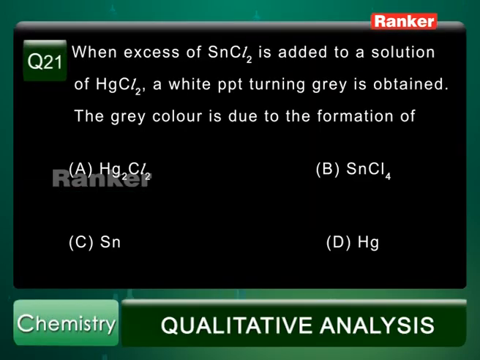Question number 21. When excess of SnCl2 is added to a solution of mercury chloride, a white precipitate turning grey is obtained. The grey color is due to the formation of A, Hg2Cl2, B, SnCl4, C, Sn and D, mercury. The answer is mercury. Let us look at the reaction.